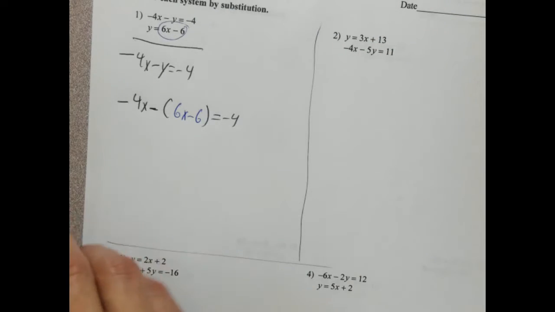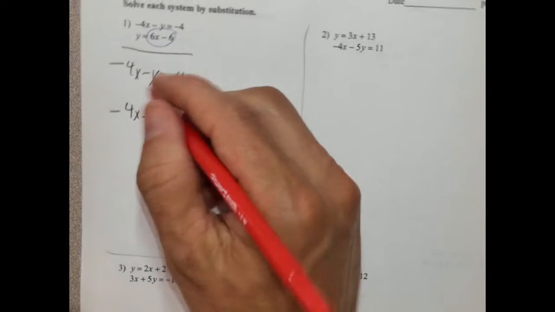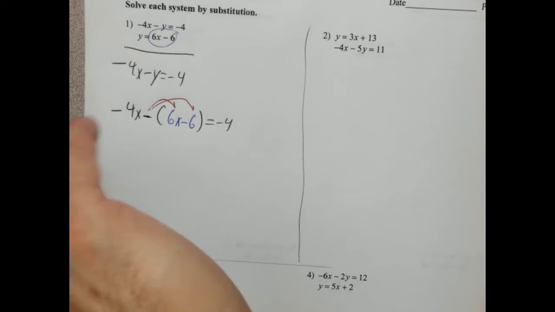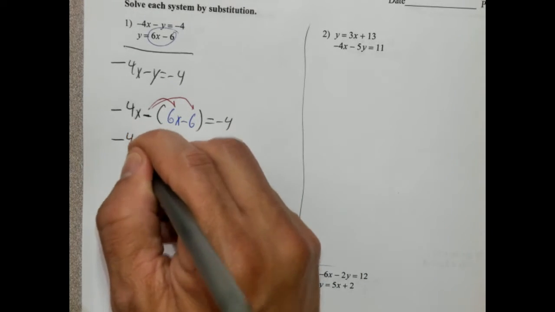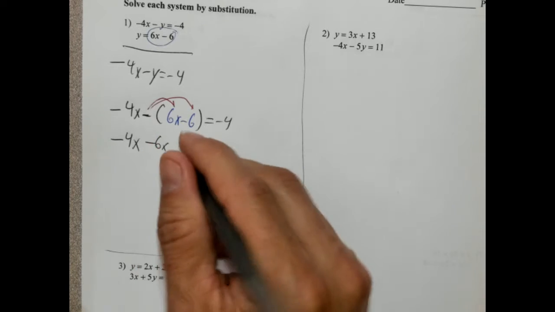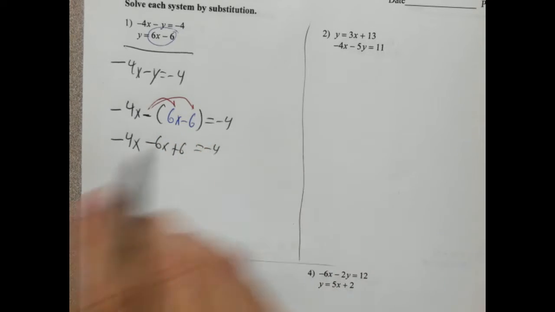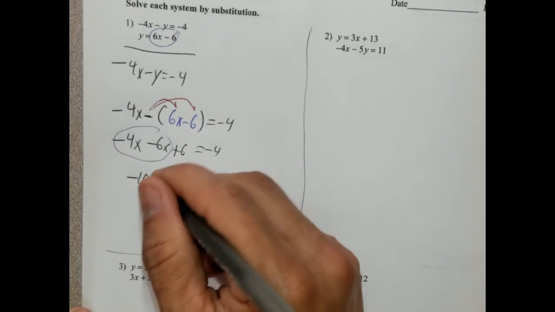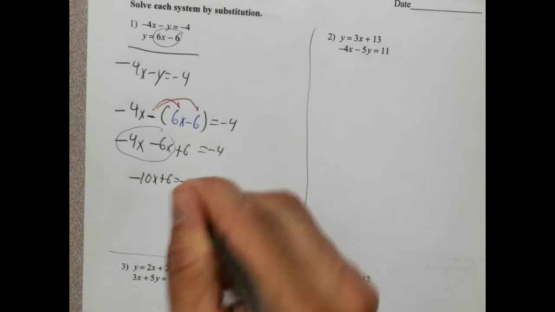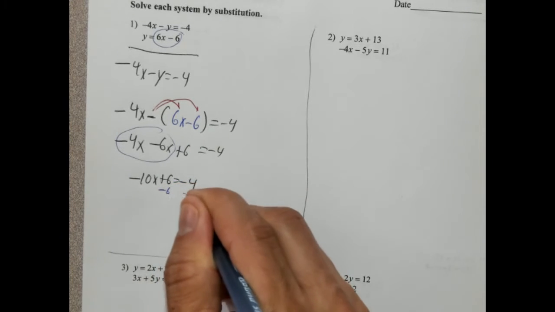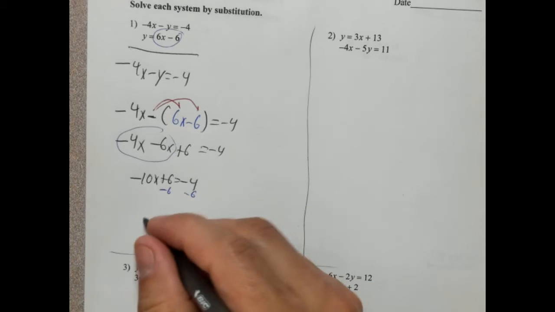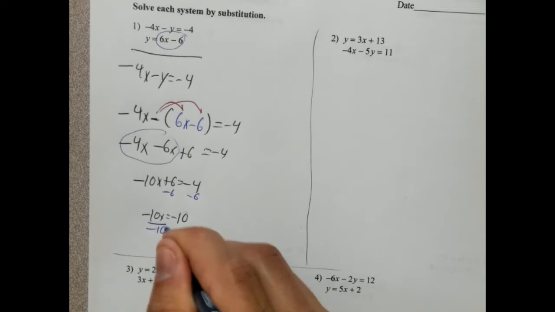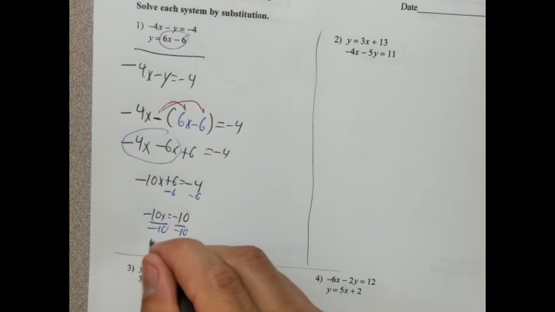Okay, so we're going to distribute this minus sign here. So let's see, negative 4x, and then this will become negative 6x, this will become plus 6, and this is still negative 4. We're going to combine like terms right here, so we're going to have negative 10x plus 6 is equal to negative 4, and now it's just a two-step equation, right? So we're going to subtract the 6 from both sides, and that's going to give us negative 10x is equal to negative 10, divided by our coefficient, which is negative 10, and x will be equal to 1.